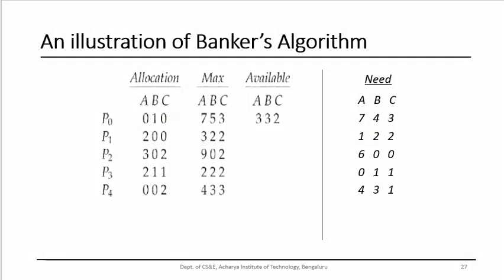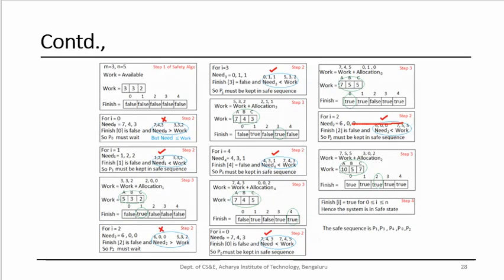See here, it is 7, 4, 3. That's what I have written here. Okay, I will not come back again. I hope you understood, so I took the need from that need matrix. So it is 7, 4, 3, right? The need of process 0.